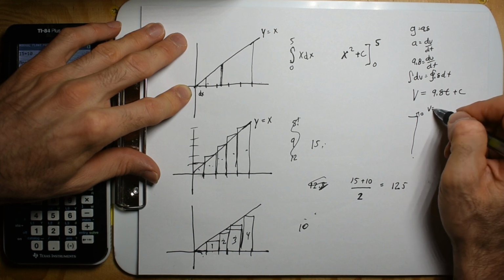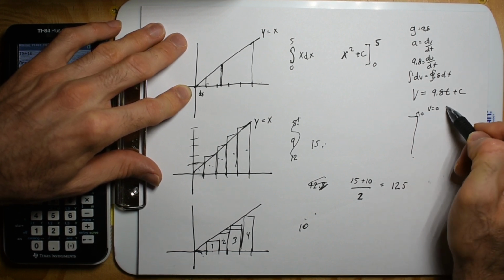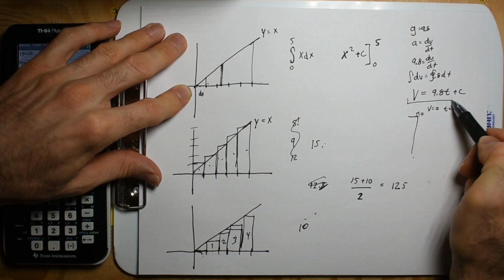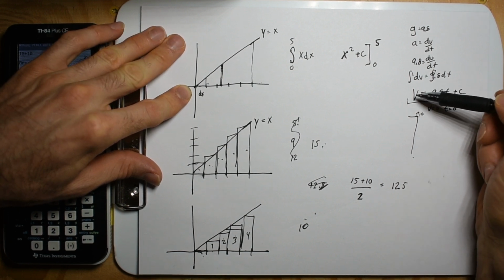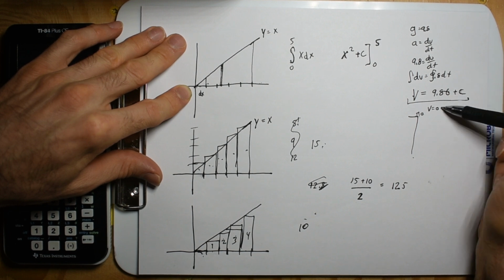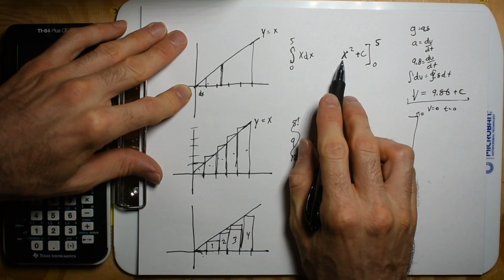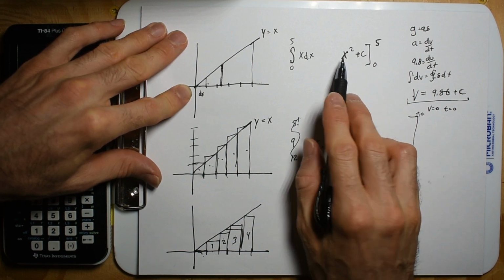We know that the velocity is 0 at time equal to 0. So this equation says, hey, it's an equation for velocity and time, but the c is just like, well, maybe you started with some initial velocity. So now this equation says, what do we have?